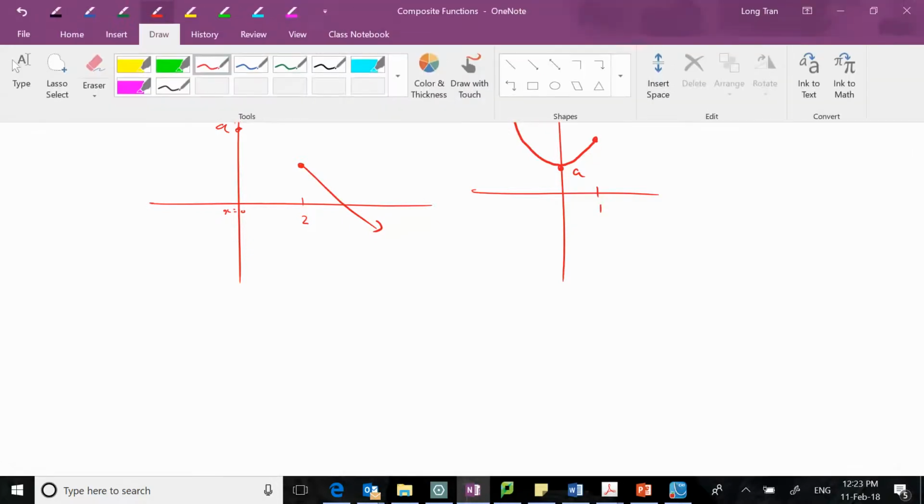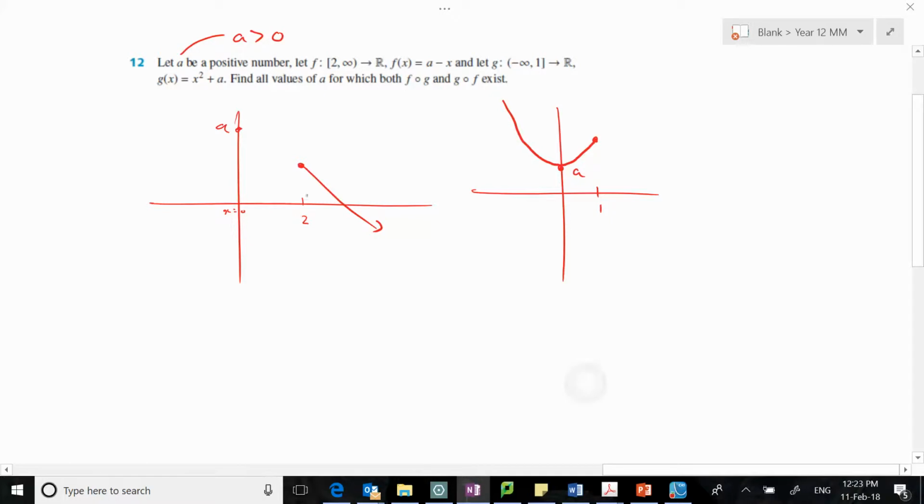So let's find out the y values. I'm just going to get the endpoints here. When x equals 2 for the first equation, f of 2 will give me a minus 2. So when x is 2, I get a minus 2. And over here, the endpoint is 1. So g of 1, I get 1 squared plus a, which just becomes 1 plus a. So this coordinate here, when x is 1, y is 1 plus a. And this one is a minus 2. All right, cool. So I've got my pictures.